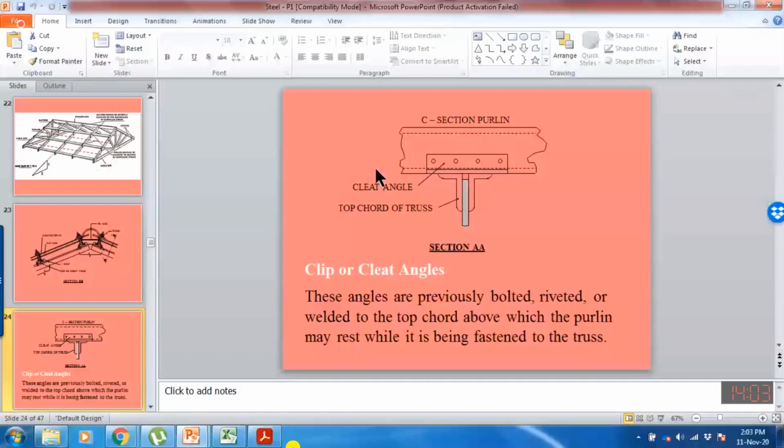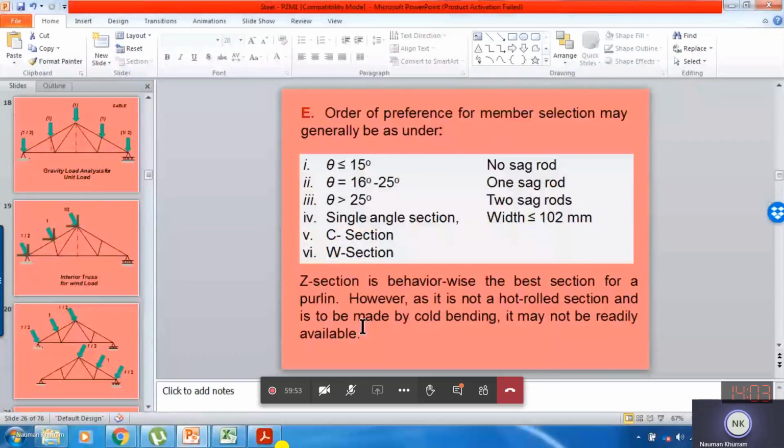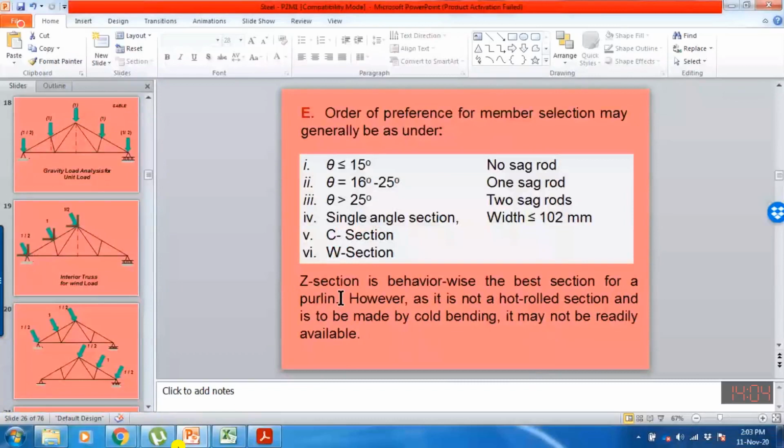So the Z section, behavior-wise, is the best section for the purlin. The Z section is the most economical, having a Z-type shape. Normally these are cold-formed sections, which are made out of steel sheet. We are pressing at room temperature. So why this Z section is more appropriate, inshallah we will study in the sixth semester.